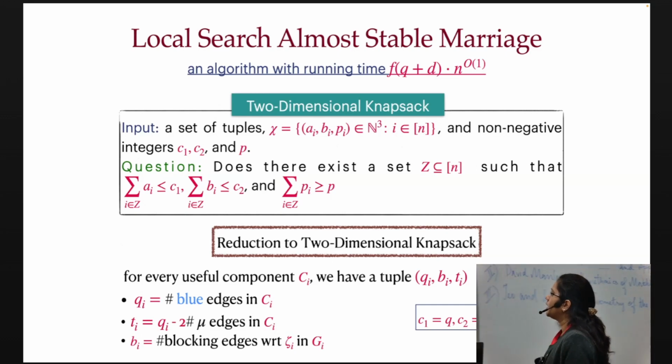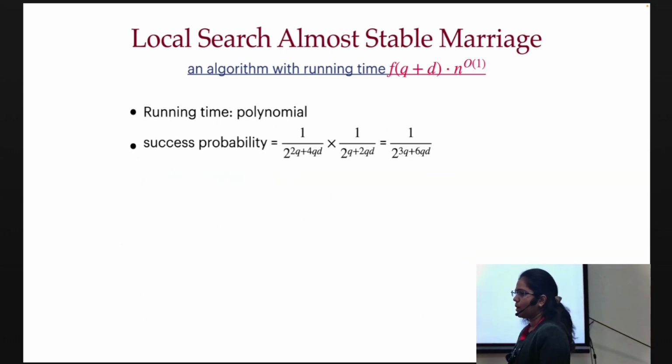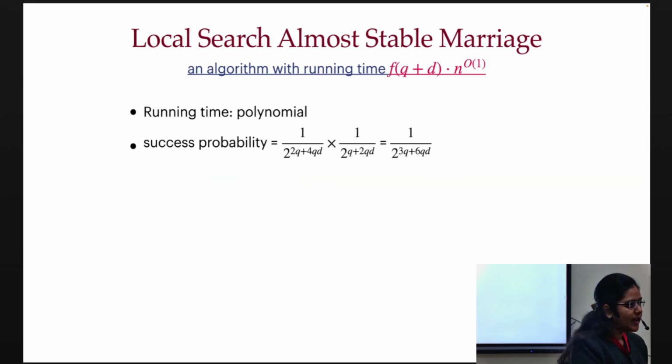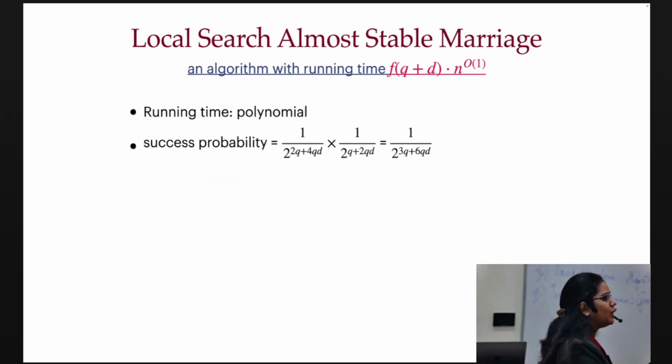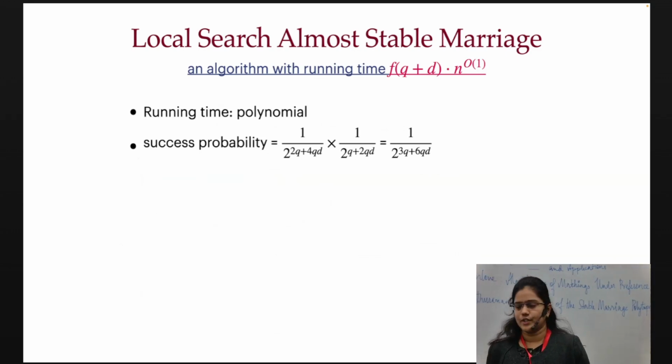So the running time is polynomial, but this is the success probability: the probability of success of f multiplied by the success probability of the g function, the vertex coloring and edge coloring functions.